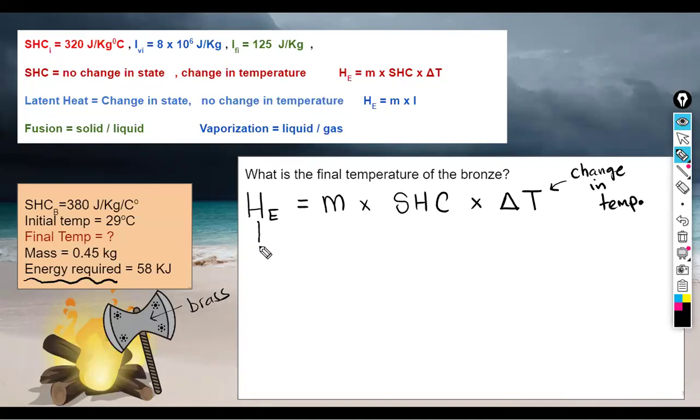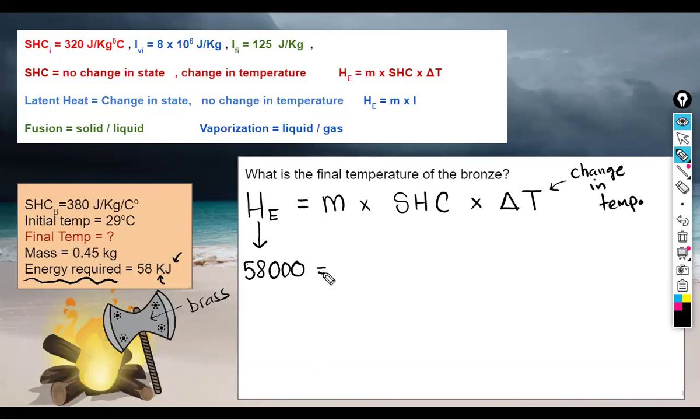Did they give you the heat energy? Yes, they gave you the heat energy outright. But I tried to trick you. They didn't give you it in joules. What does a K stand for? Kilo. When you see a capital K, that means kilo. Kilo means you have to multiply it by 1,000, just like how kilograms means 1,000 grams. Kilojoules means 1,000 joules. So you have to take the 58 and multiply it by 1,000.